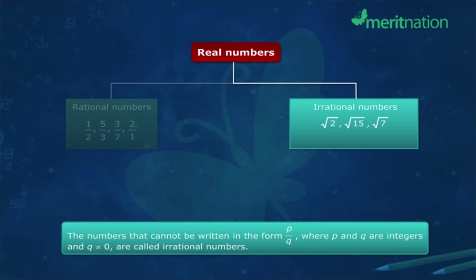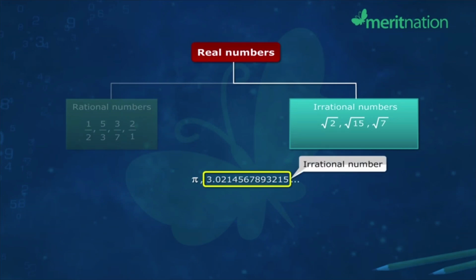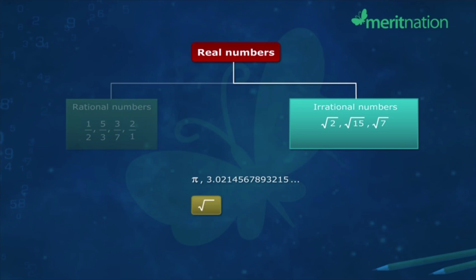You want a few more examples? Pi, or look at this number. Looks complicated. Even this is an irrational number. This is the symbol that you use for irrational numbers.